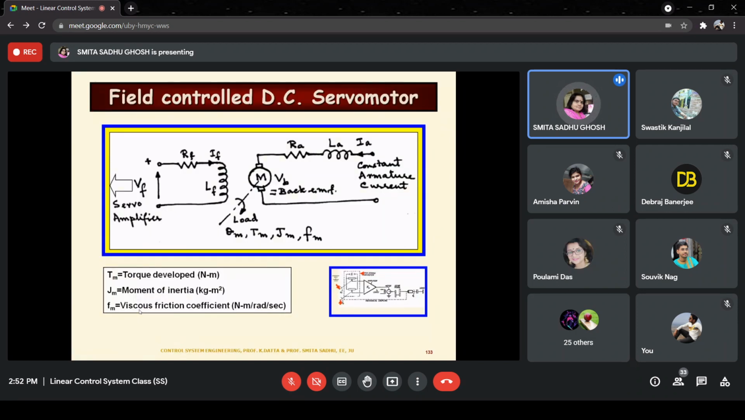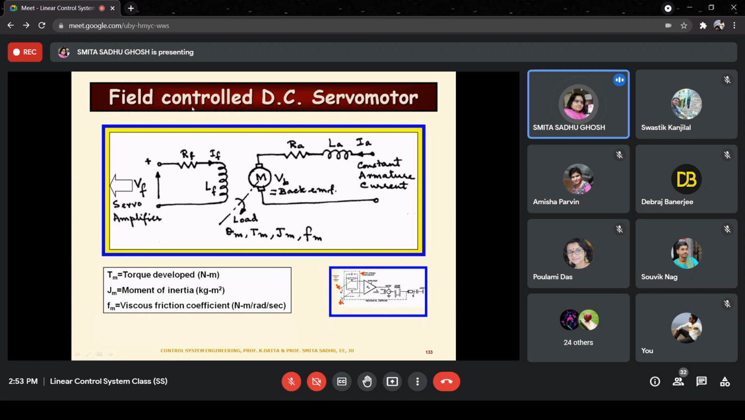So of those two, first we are going to look at the field control DC servo motor. Now you can see the field controlled DC servo motor configuration or circuit diagram over here. In a field controlled DC servo motor, the armature current is kept constant, and in an armature controlled DC servo motor, the field current is kept constant. Since we are studying a field controlled DC servo motor, the armature current would be kept constant while the input is applied at the field side. So that is why it is called field controlled.